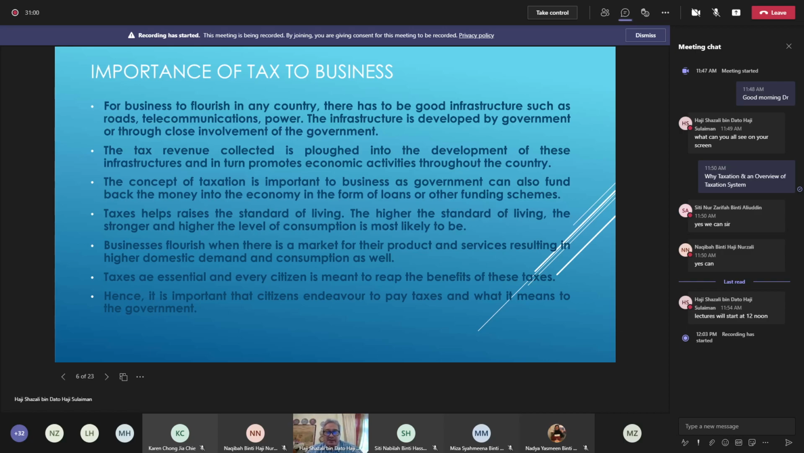I think Brunei is considered as a developed nation because our GDP per capita is more than 30,000 US per person. Yeah. So from that perspective, it's considered as a developed country. Business flourish when there is a market for their product and services, resulting in higher economic demand and consumption as well. So as economic activities grow, we're talking about UK population of 70, 80 million. There is a big domestic market. Brunei, 400,000 population, small domestic market.